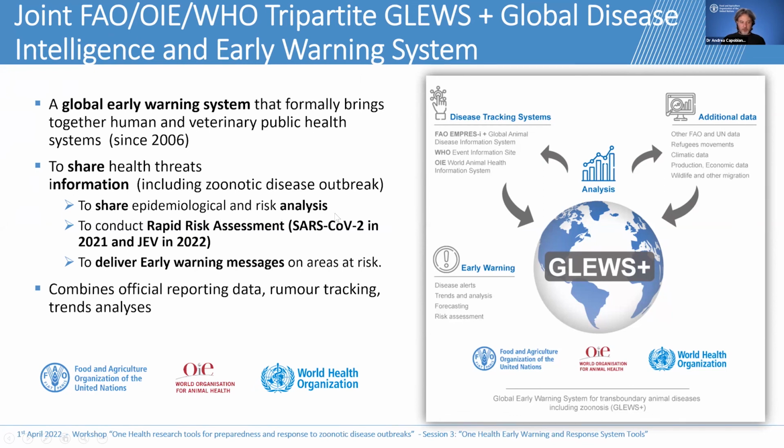We share epidemiological data and risk analysis. We conduct rapid risk assessments as well. We have done so for SARS-CoV-2 in 2021 and Japanese encephalitis in 2022. And we deliver early warning messages on areas at risk, every organization through its own country offices and its own connections. But of course, we communicate to our member countries because those are our stakeholders. And it combines official reporting data, rumor tracking, and trends analysis.